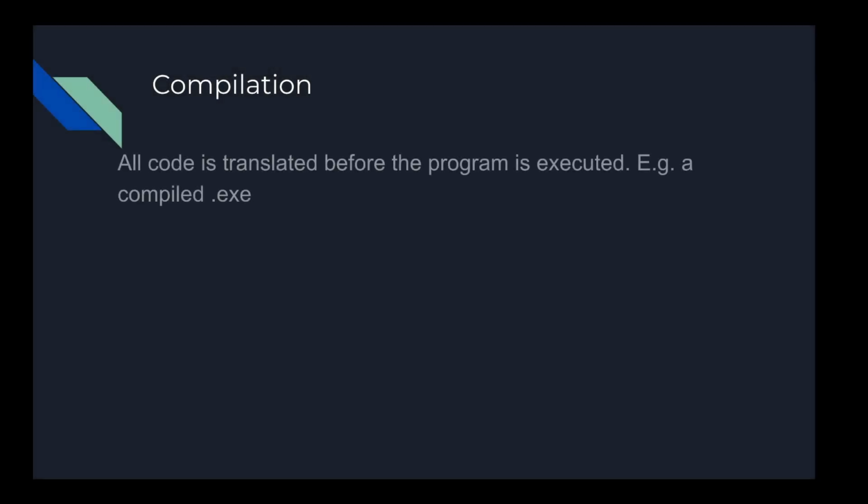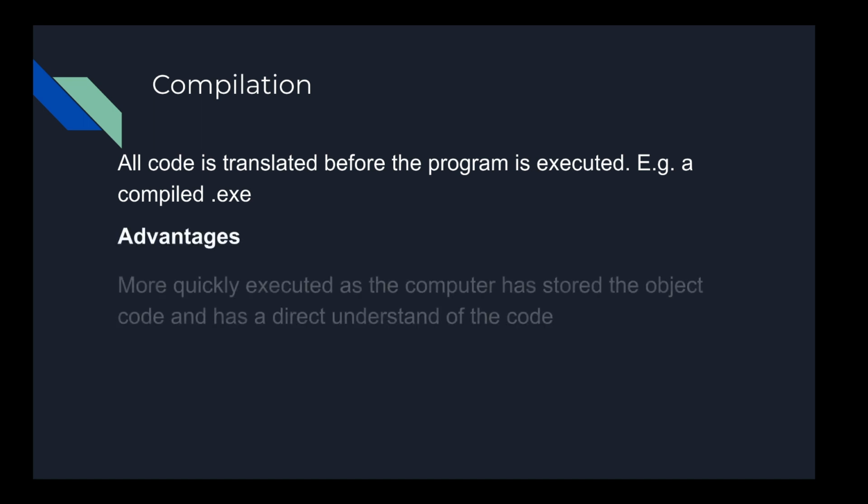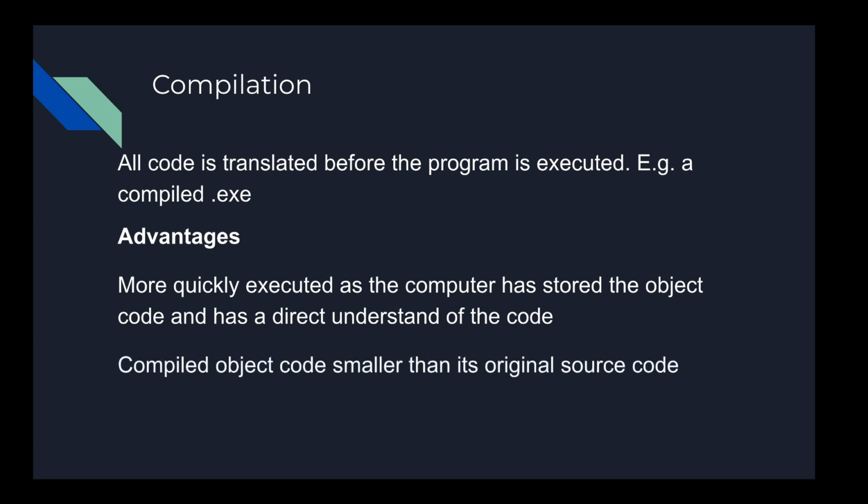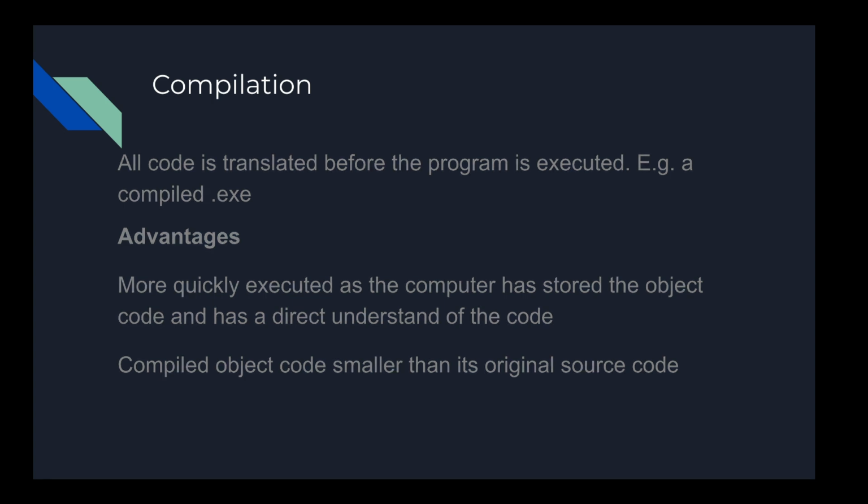So, a compiler. All code is translated before the program is executed. That is to say, it is compiled into an executable file. Advantages here. It's more quickly executed as a computer has stored the object code and has a direct understanding of the code, and that entire code can be loaded into memory. Compiled object code is generally smaller than its original source code, but it has its disadvantages too.